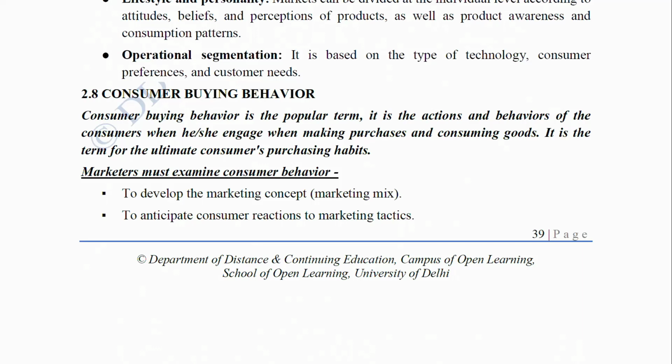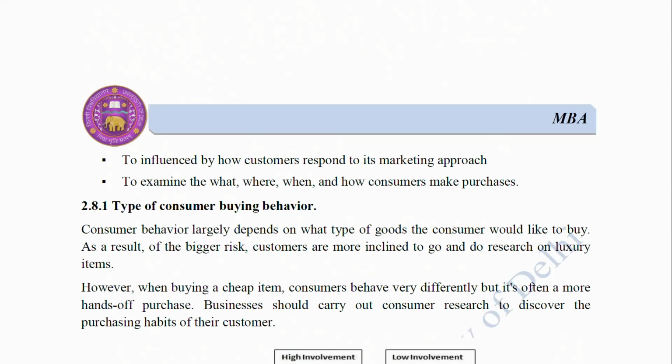Marketers must examine consumer behavior to develop the marketing concept and marketing mix, to anticipate consumer reactions to marketing tactics, to see how customers respond to the marketing approach, and to examine the what, where, when, and how consumers make purchases.